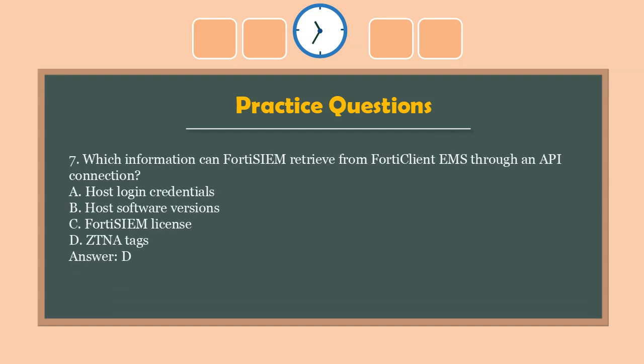7. Which information can FortiSIEM retrieve from FortiClient EMS through an API connection? A. Host login credentials. B. Host software versions. C. FortiSIEM license. D. ZTNA tags. Answer: D.